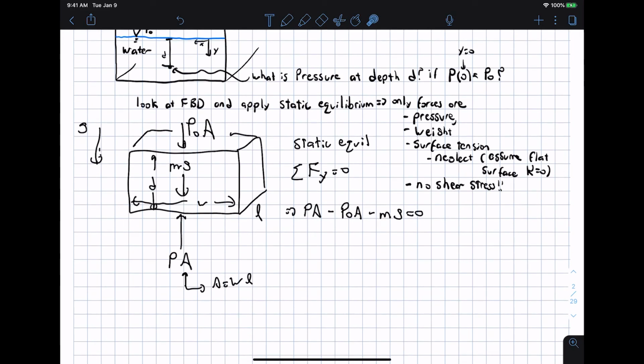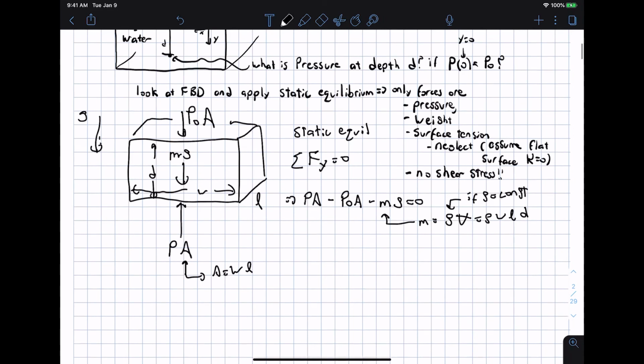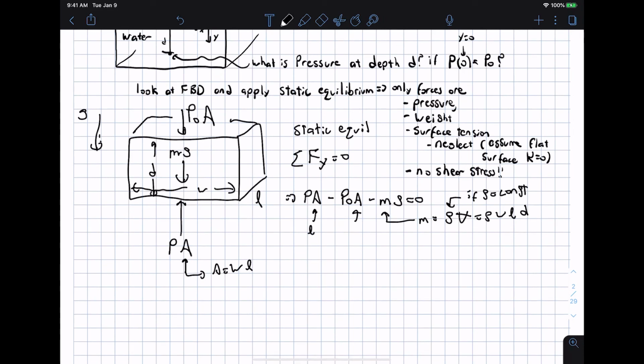And the mass, if we assume that density is constant, M equals rho times V, if rho equals constant. And the volume is equal to L times D times W. So this equals rho W L D. Okay, and these areas are L times W, L times W.